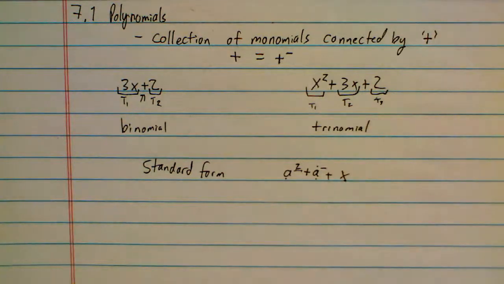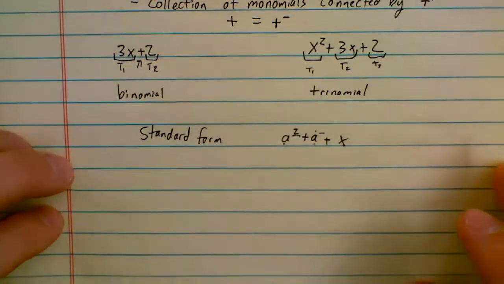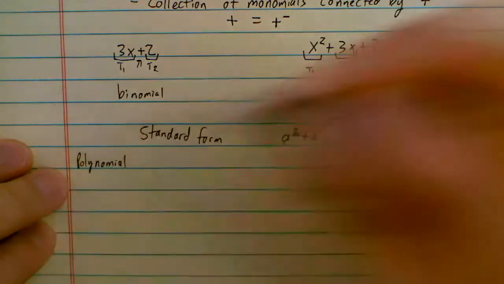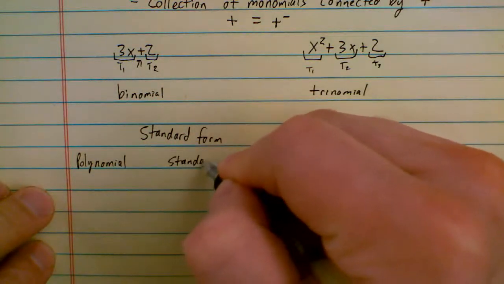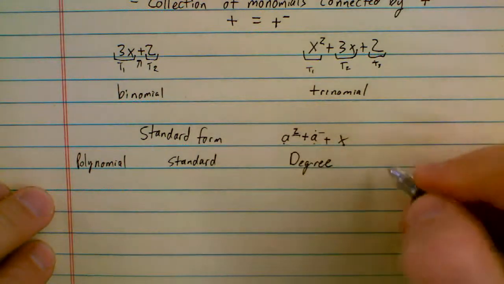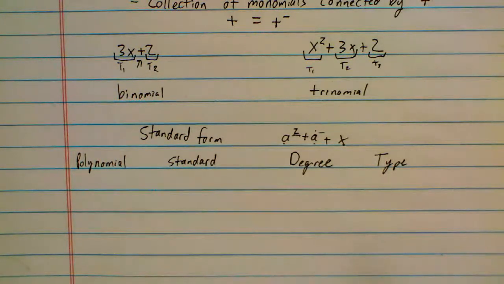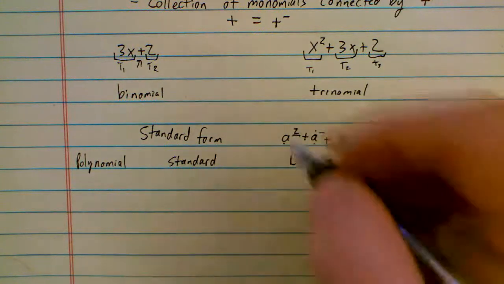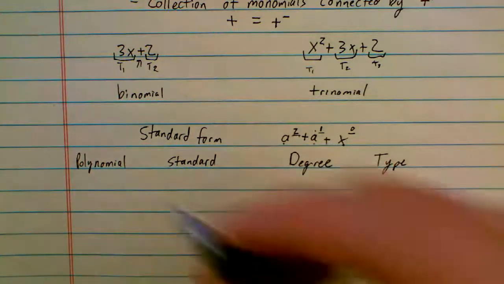So let's do an example of this. Let's do a couple examples actually here. We're going to pull this up. Basically what we're going to do is take a polynomial, write it in standard form, write the degree, and write the type. Now, before we get too far, I do want to point out that when you write in standard form, you're writing it with the exponents from greatest to least. So 2, 1, 0.